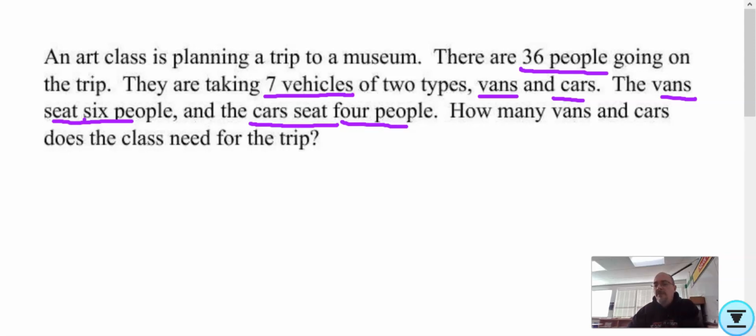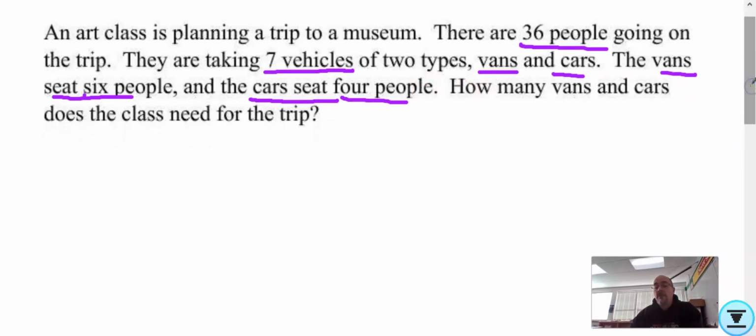Now, you could probably figure this out with guess and check, but I don't want to do guess and check. My teachers made us do guess and check a lot, and I never liked it. I'd rather just find the answer straight away. So, let's see.